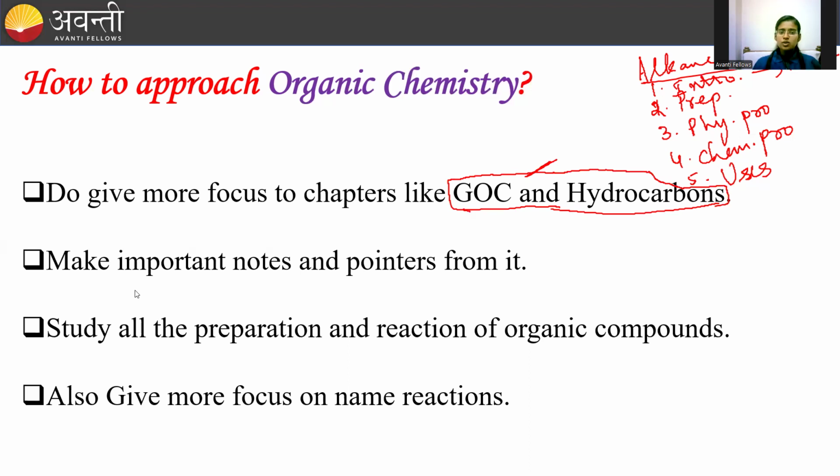Okay. Then you have to make some important notes and pointers from it. Study all the preparations and reactions. Pointers in the sense, you can make a flow chart. Okay, notes and pointers means you can make a flow chart after completing each lesson. Okay, I will give you one example during class 10, like how to prepare a flow chart for each lesson and each topic from organic.